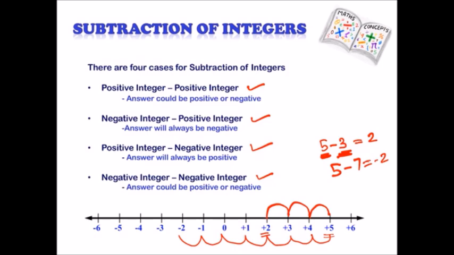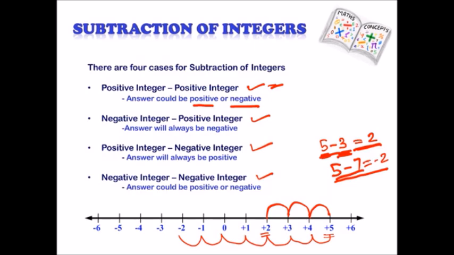So always remember, when we subtract a smaller number from a bigger number, we always get a positive answer, whereas when we subtract a bigger number from a smaller number, we always get a negative answer. So in the first case, positive integer minus positive integer, here I can subtract a smaller number from a bigger number or a bigger number from a smaller number. So my answer could be positive or negative depending upon which example I am solving. Okay. In the second case, negative integer minus positive integer.